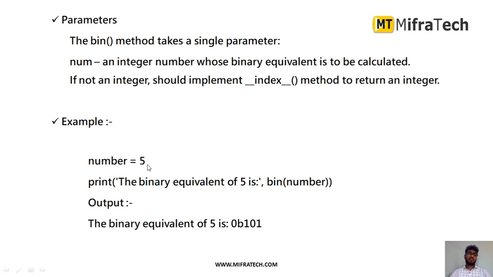In the example, I have taken number as 5. So I am now printing the binary equivalent of 5 using bin of number. This function will convert 5 to its equivalent binary value and print it in the output. As you can see, my final output is the binary equivalent of 5 is 0b101, where 0b indicates a binary value. So this is the binary value of 5.